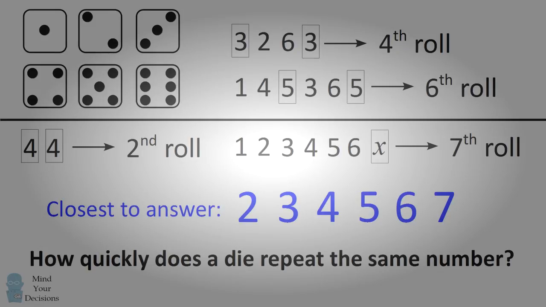In the previous video, I asked you, what's the expected number of rolls until a die shows a duplicate number? In this video, I'll present the solution. The answer is it takes about 3.77 rolls for a die to show the duplicate number. Let's see how we'd get to that answer.